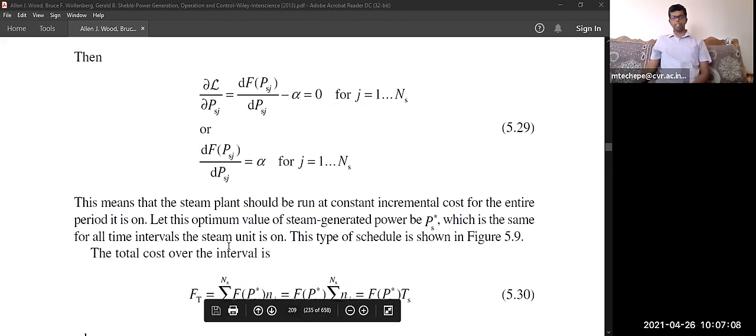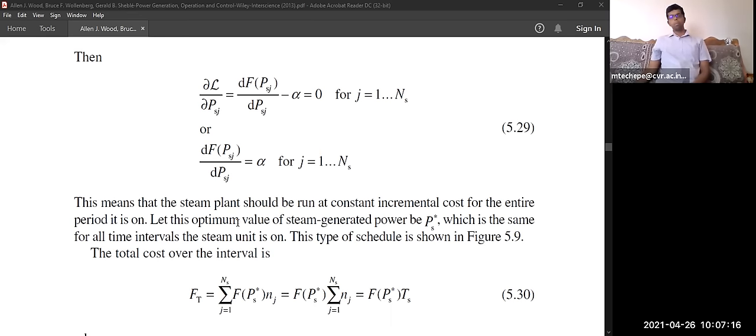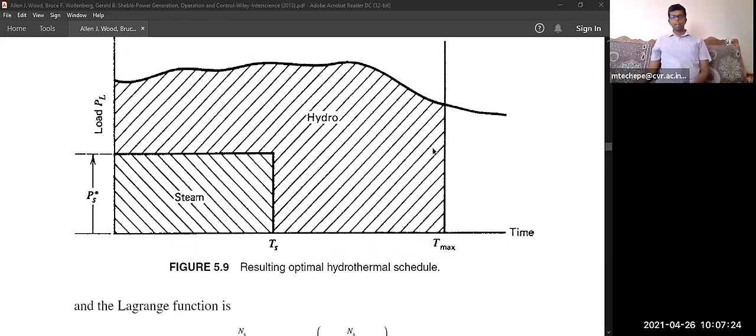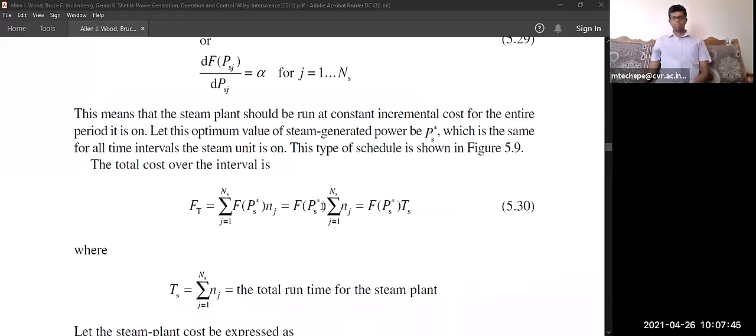For the entire period it is on, the steam power plant should be run at constant incremental cost. Let this optimum value of steam power generated be PS star. From this figure, this is the optimum value of the power generated from the steam power plant. So this we have taken as PS star instead of PS.